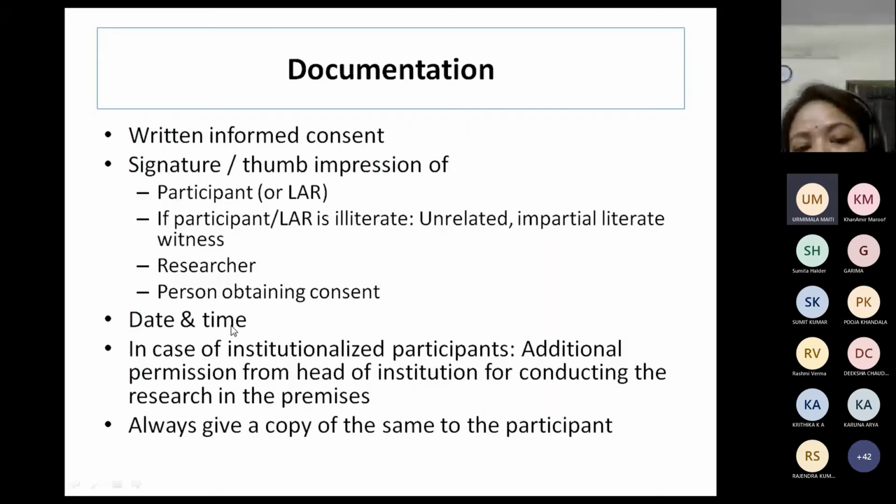And if the participant is institutionalized, then you have to take additional permission from the head of the institution for conducting the research in the premises. Okay. And it is always important that whatever consent that you have taken, always give a copy of the same to the participant.